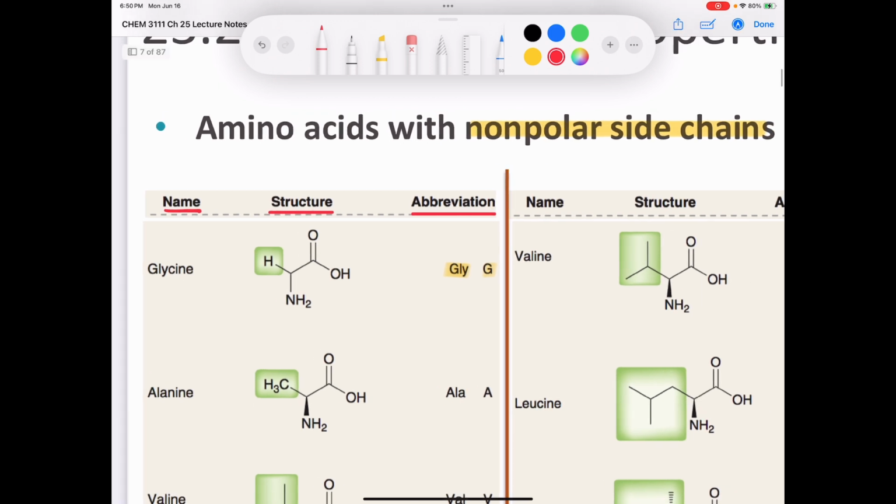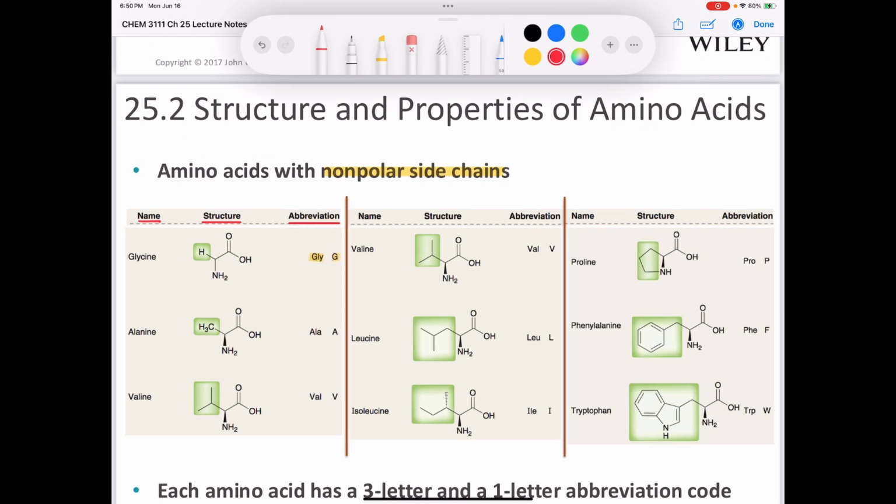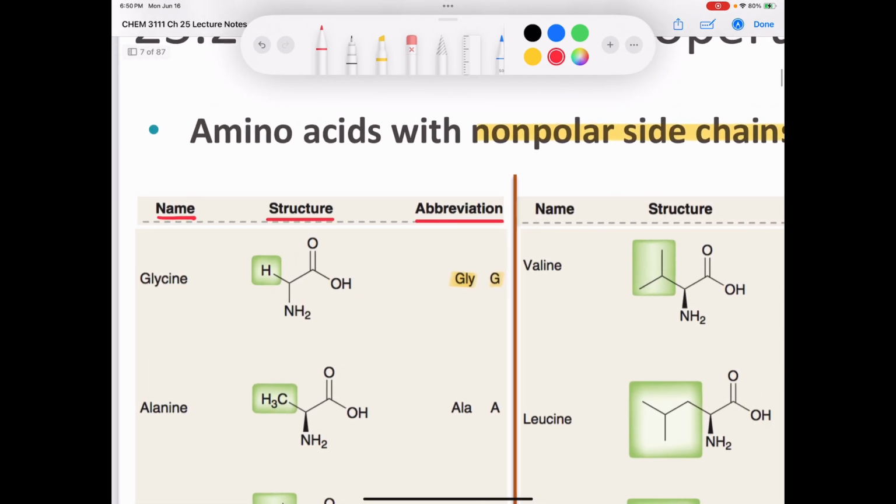And of course, you're going to have to know the 3-letter abbreviation and the 1-letter abbreviation for biochemistry. So again, nonpolar side chains. You can see these are all alkyl groups with the exception of a couple of aryl groups. So let's go through them. The first one is the only achiral amino acid, when we have a hydrogen as our R group, and of course there is a second hydrogen which is not shown here. That's glycine. The 3-letter abbreviation is GLY, the 1-letter abbreviation is G.